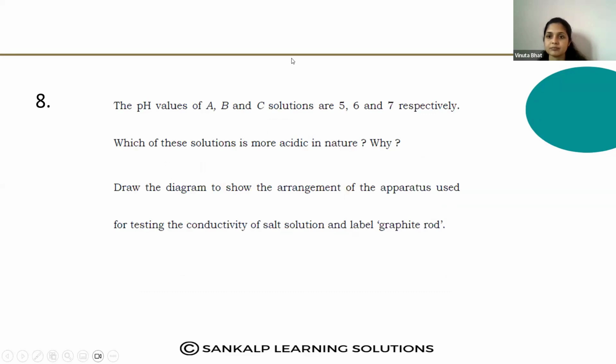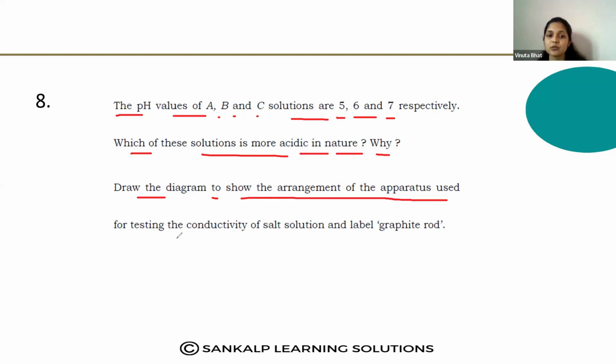Next question. The pH values of A, B, C solutions are 5, 6, 7 respectively. Which of these solutions is more acidic in nature? Why? Draw the diagram to show the arrangement of the apparatus used for the testing of conductivity of salt solution and label the graphite rod.